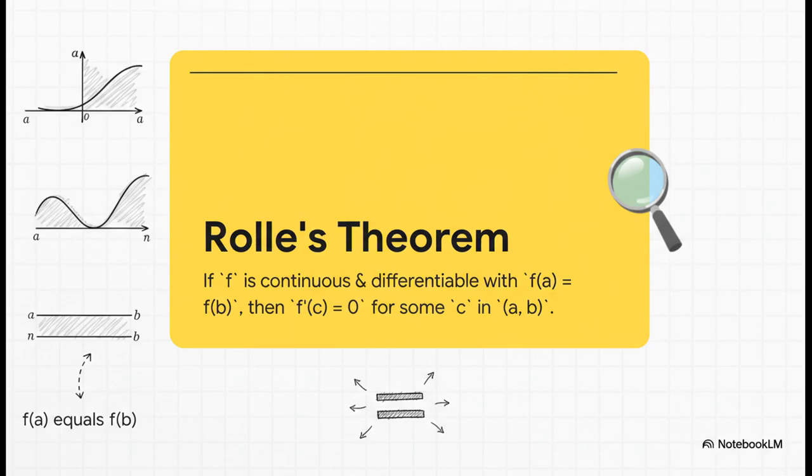So, Rolle's theorem lays out three super simple conditions. One, the function has to be continuous, no gaps, no jumps. Two, it has to be differentiable, which means no sharp, pointy corners. It's got to be a smooth ride. And three, this is the special part, the value at the start has to be the exact same as the value at the end. f(a) equals f(b). If you meet those three conditions, the theorem makes a promise.